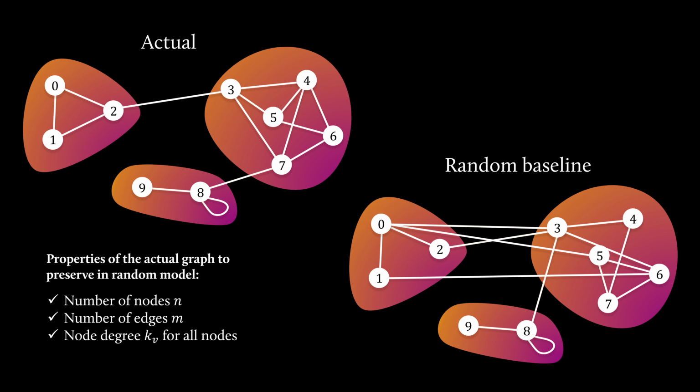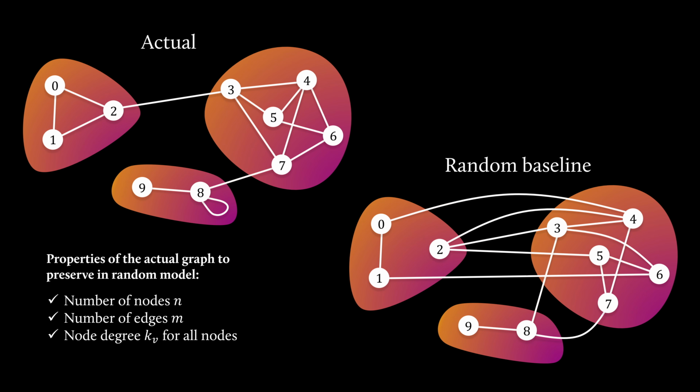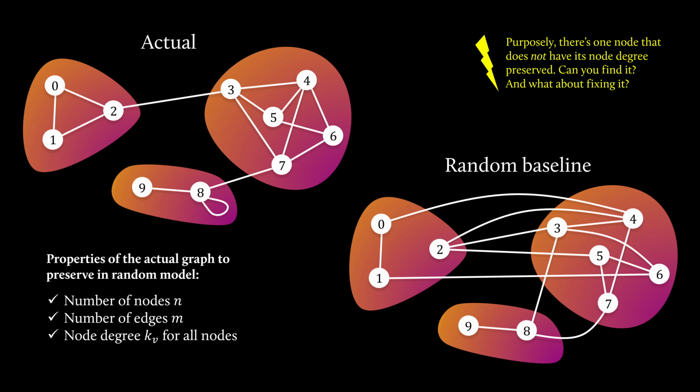Likewise, for the other nodes of the graph, they should all have the same degree as in the actual graph. For example, this one acknowledges all properties we wanted to preserve. At least it seems so. One error has slipped in. Can you find and fix it?